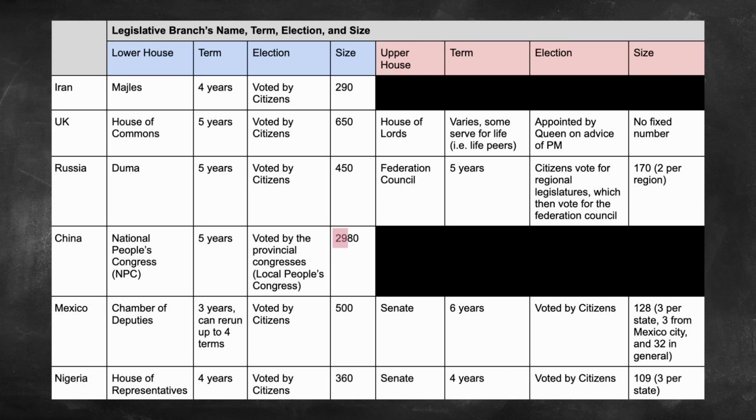Notice how China's lower house is roughly 3,000 in size, which is the largest parliament in the world. Additionally, most upper houses are smaller in size. There is one exception, the United Kingdom. The UK has no fixed number of upper house representatives, and currently they have 800 representatives.